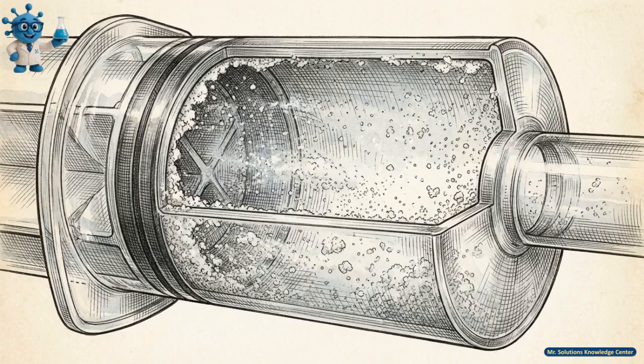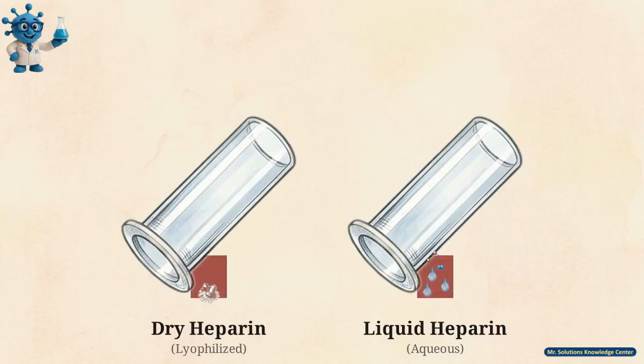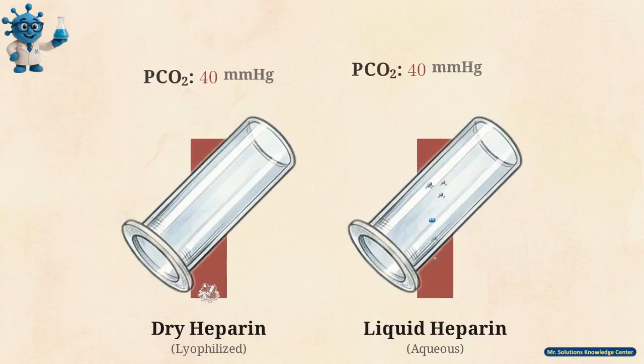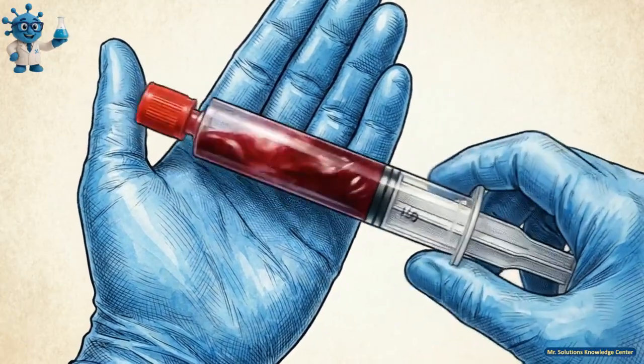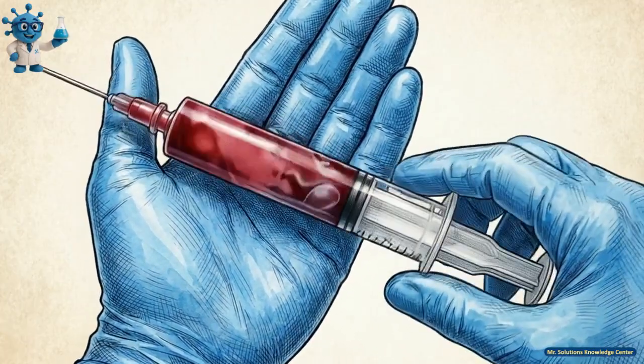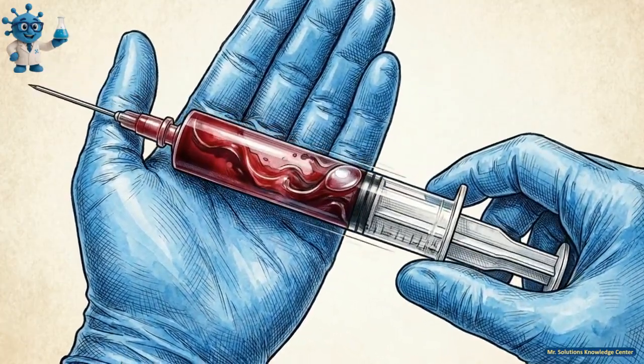Syringes must also use lyophilized or dry heparin. Liquid heparin introduces atmospheric gases into the syringe and creates a dilutional effect that artificially raises the measured carbon dioxide. Rigorous physical handling is a mandatory prerequisite. Without perfect anaerobic collection, the internal electrochemical translation outputs critically flawed data.